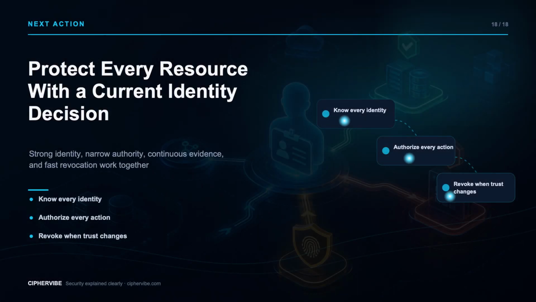The memorable phrase is identity is the new security perimeter. The accurate practice is broader. Every request needs a current decision built from identity, device, resource, action, and risk. Make identities hard to impersonate, permissions narrow, sessions observable, and revocation fast.